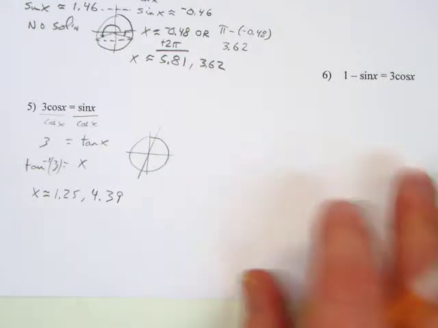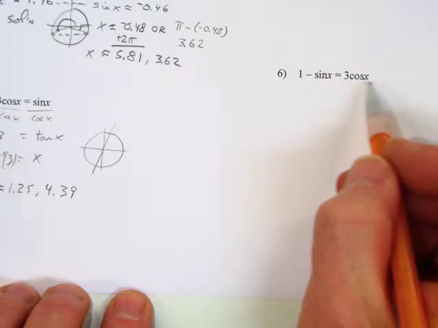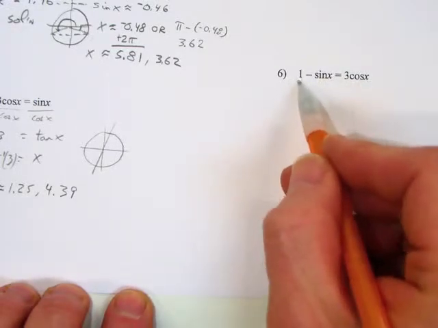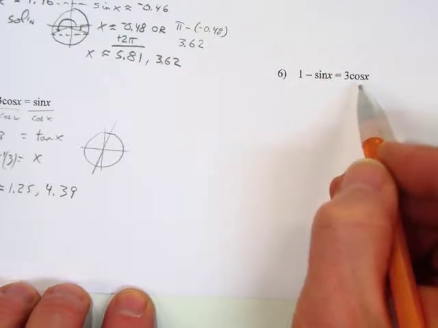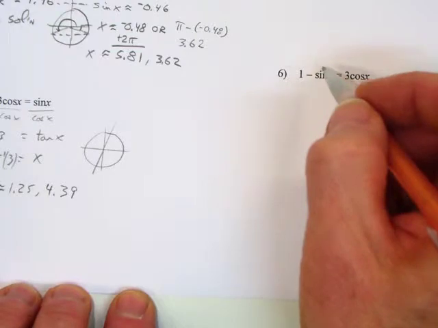Now, when we look at this next one, this one's very different because of this 1. And so we can't just divide the cosine, because then we'll have 1 over cosine, and that's not good. So what can we do? What we're going to have to do here is we have to square both sides.